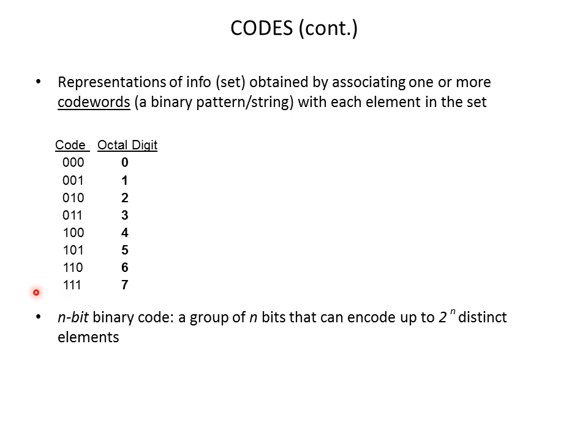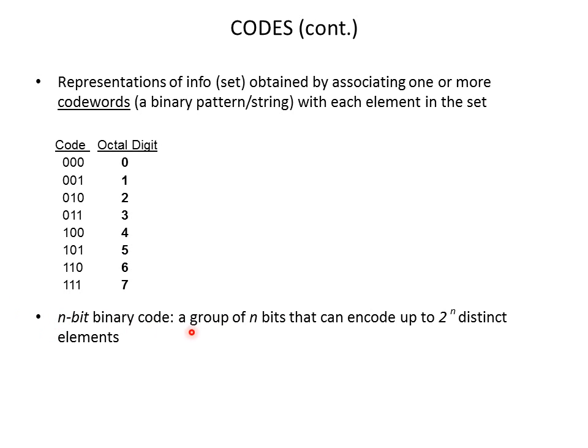Therefore, there is a relation between the number of bits and the total number of symbols or elements that need to be encoded. Here there are 8 different elements, so we use 3 bits. Similarly, if we use the hexadecimal system, there are 16 different symbols, and we have to use 4 bits. So there is a relation between the number of bits and the number of elements in the group, and this is related as 2 to the power n.